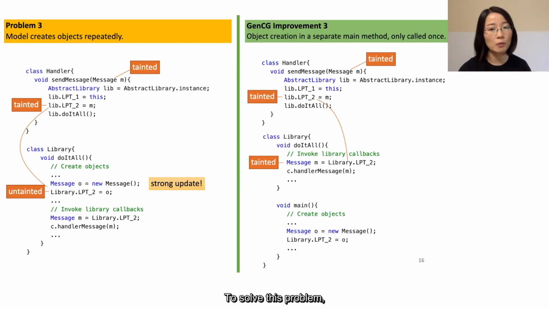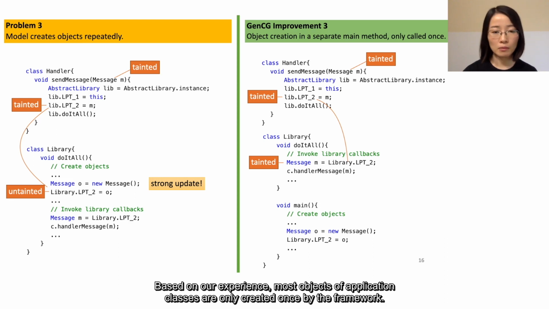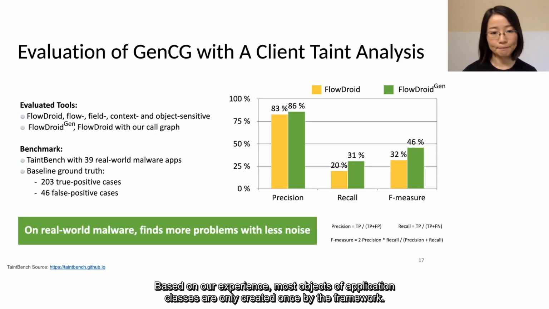To solve this problem, we move the code for creating objects from the do-it-all to a separate main method, which is called only once. Based on our experience, most objects of application classes are only created once by the framework.